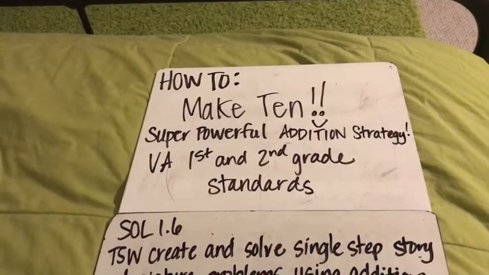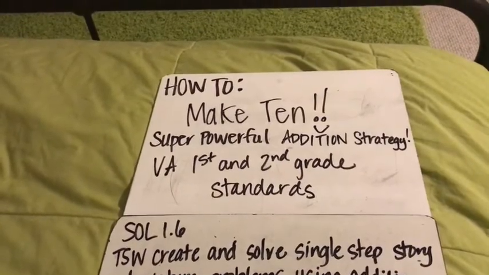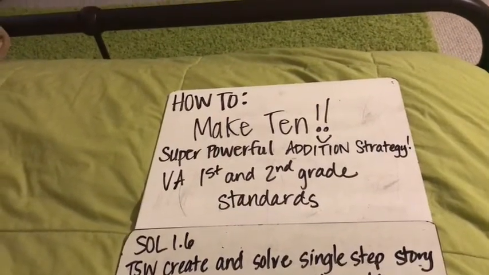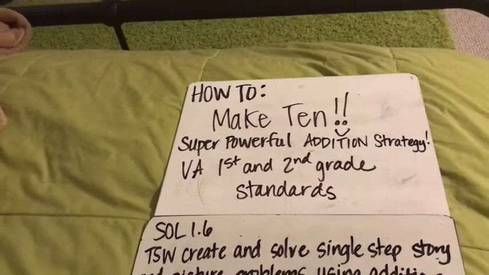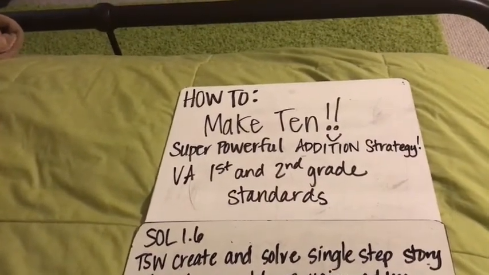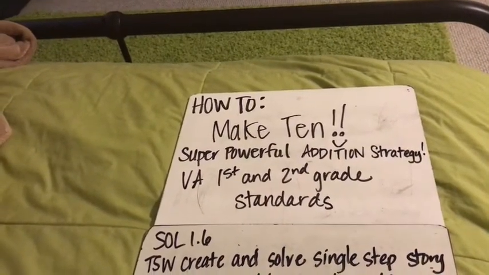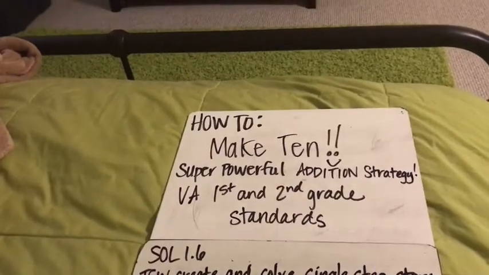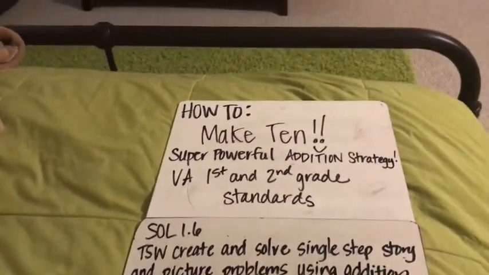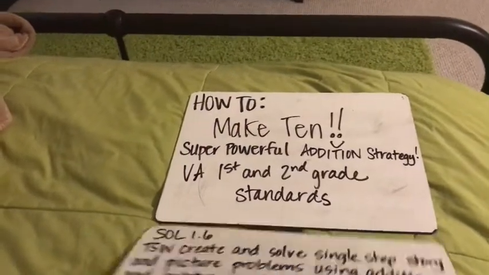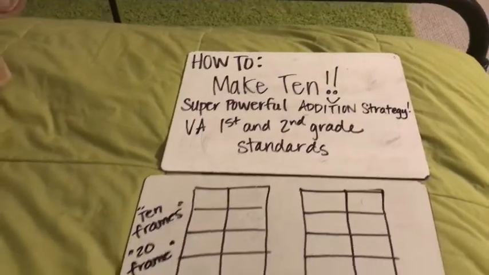The other prerequisite is a good understanding of teen numbers, meaning that they understand that 13 is 10 and 3 more, or that 10 and 4 makes 14 without having to count. Okay, so those are prerequisite skills for this. Once they understand those partners of 10 and once they understand teen numbers as 10 and some more, then they're ready to make 10.